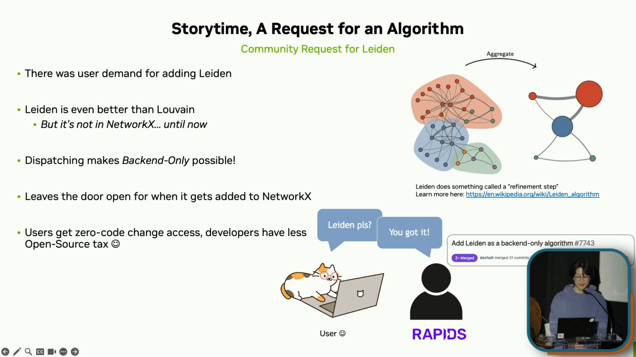Now, like I mentioned earlier, thanks to the magic of dispatching, this makes the lives of both users and developers much, much easier, because it saved us from having to rewrite all the docs and tests and all of that for Leiden. We were able to add this to NetworkX fairly quickly. And this means that there's zero code change from a NetworkX user perspective. It also leaves the door open for NetworkX users to just go back to using it on CPU for small graphs when this gets added to NetworkX. It's really nice that we have to write only one set of docstrings, examples, and tests, and this can be shared between the upstream library and the backend. All the testing and examples can be shared.